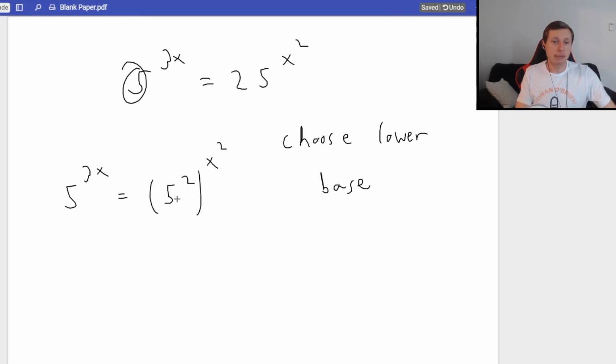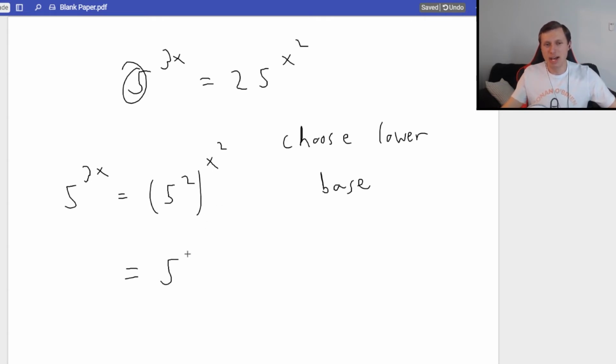So now I have the same base, it's 5, but before I set the exponents equal to each other, remember I have a power raised to another power here. I have 5 squared raised to the x squared power. Don't actually shout this out loud. This is a rhetorical question. But what do you do if you have a power raised to another power? Hopefully we're all thinking it. You're going to multiply it.